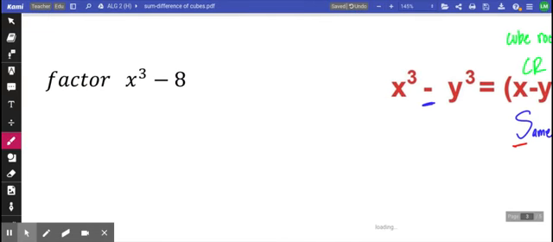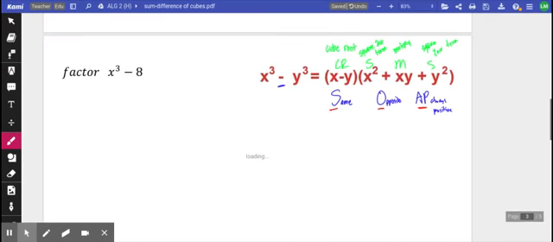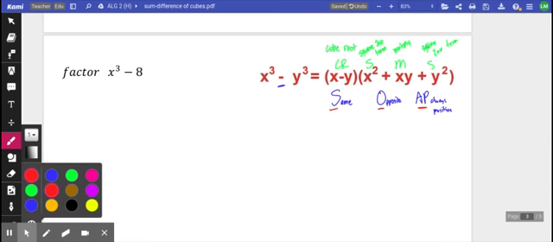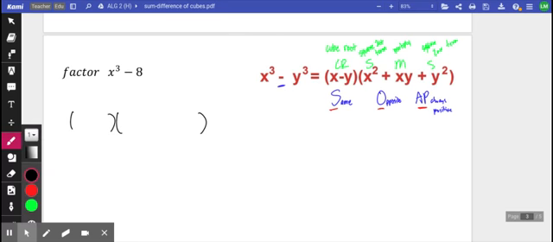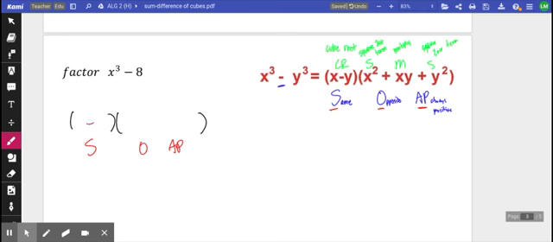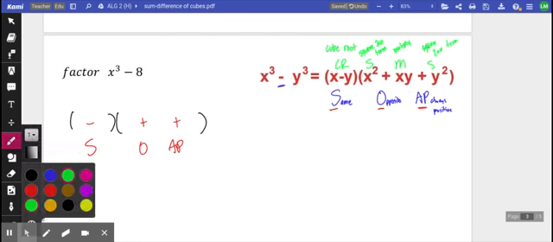X cubed minus 8. We decided that this was Christmas soap. This is difference of cubes. Here's what we're going to do. So first of all, we're going to start with a binomial, 2 terms, times a trinomial, okay? For those signs, we're going to remember soap, S-O-A-P. So same sign as above, subtraction. Opposite sign from that is addition. Always positive is addition.